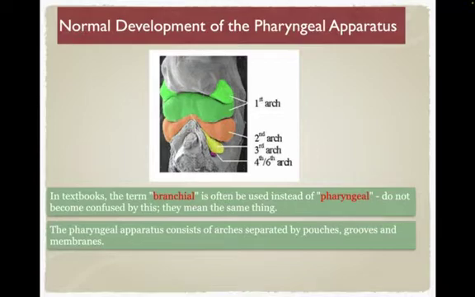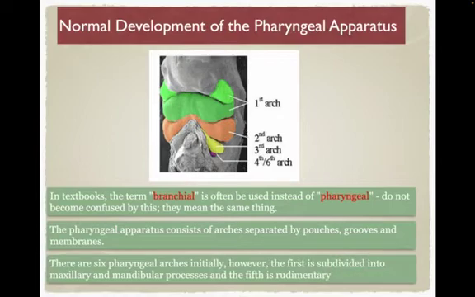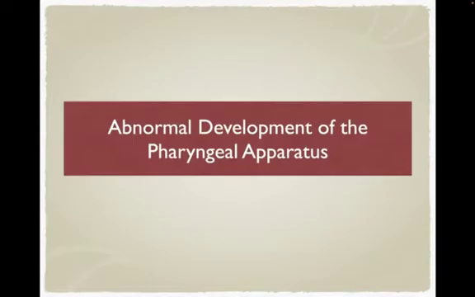Now the pharyngeal apparatus consists of arches, as we said, separated by pouches, grooves, and membranes. And the last thing, as we mentioned, is that the fifth pharyngeal arch is rudimentary, and we will not have any organ coming out or developing from the fifth pharyngeal arch.